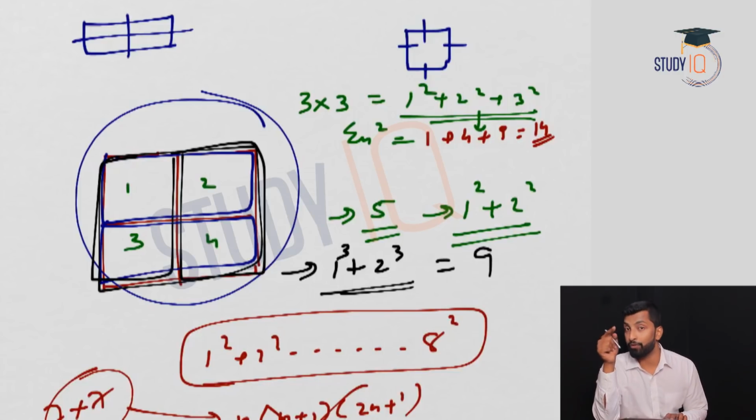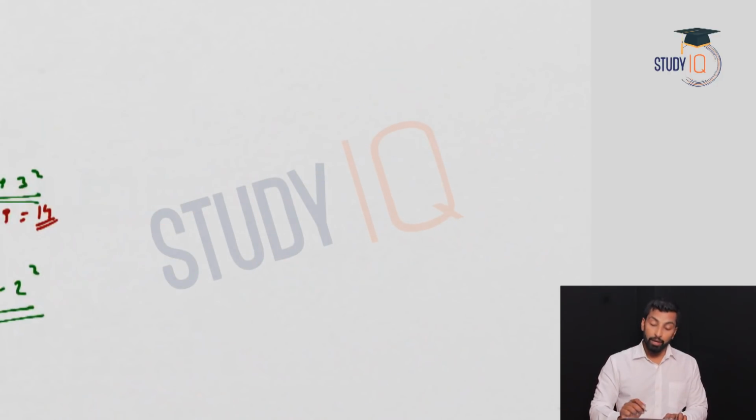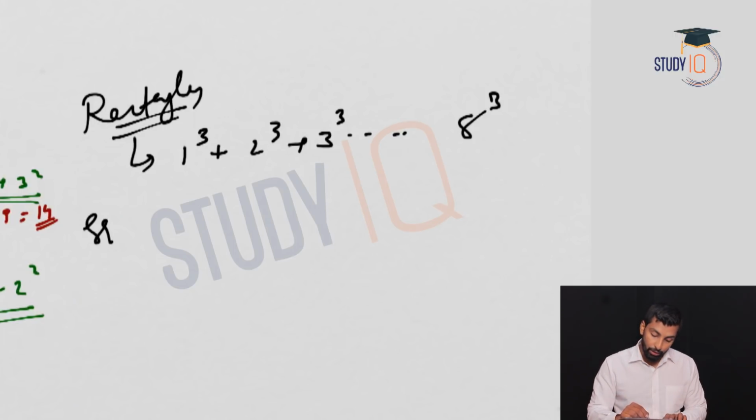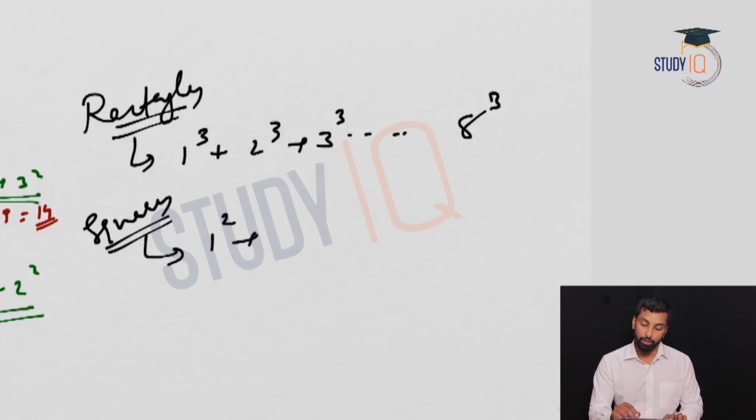So if I ask you the number of rectangles, you will find the sum of cubes. If it is 2 into 2 square, 1 cube plus 2 cube. If it is 3 into 3 square, 1 cube plus 2 cube plus 3 cube. If I ask you the number of rectangles in a chessboard, you will find 1 cube plus 2 cube plus 3 cube up to 8 cube. What is this? The number of rectangles in a chessboard. You will find cubes. If I ask you the number of squares in a square, you will find squares: 1 square, 2 square, 3 square, etc.